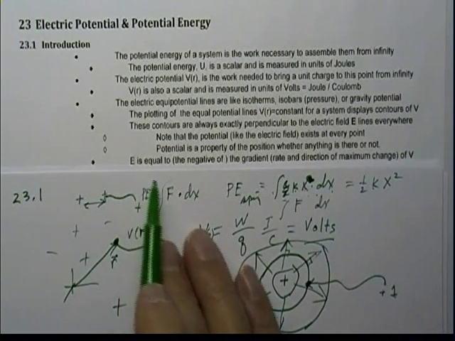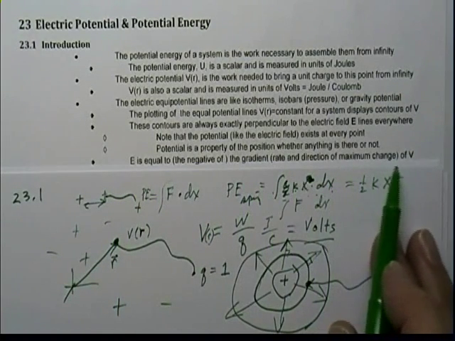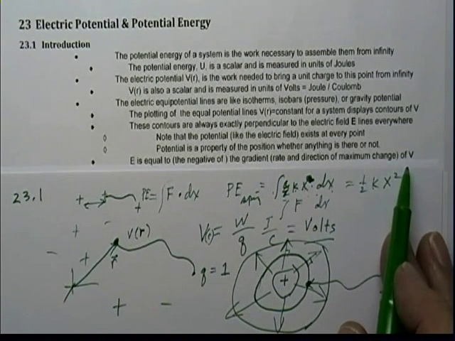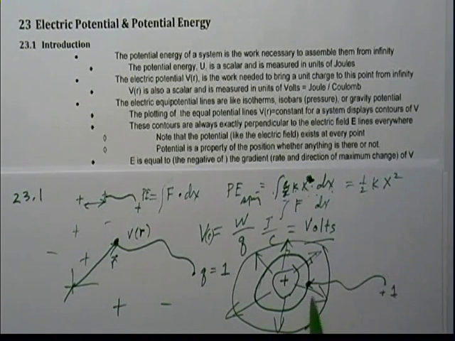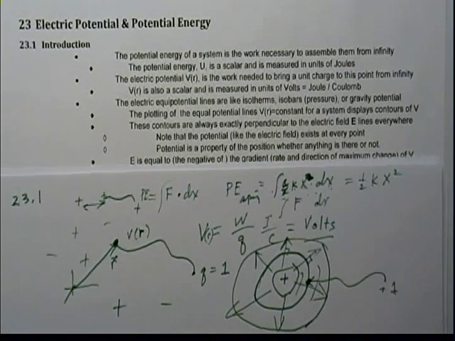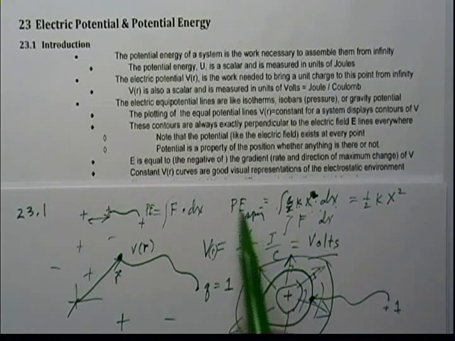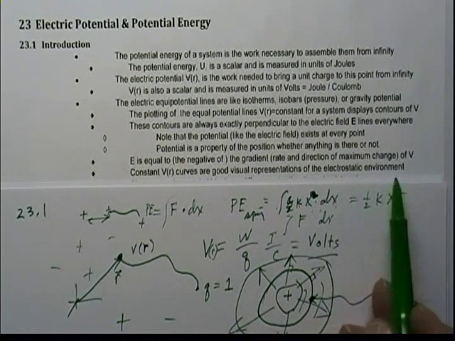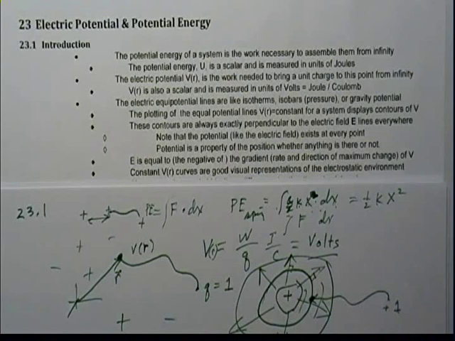Now, E is equal to the negative of the gradient of that potential. That's a more complicated concept in vector calculus, but if I have these potential lines here, the electric field is the gradient of how much that is changing as I move perpendicular to them. The constant V curves are a good visualization of the electrostatic environment. And we can see that as I move around here, I've got the same potential everywhere along this line, and perpendicular to that are the electric fields.